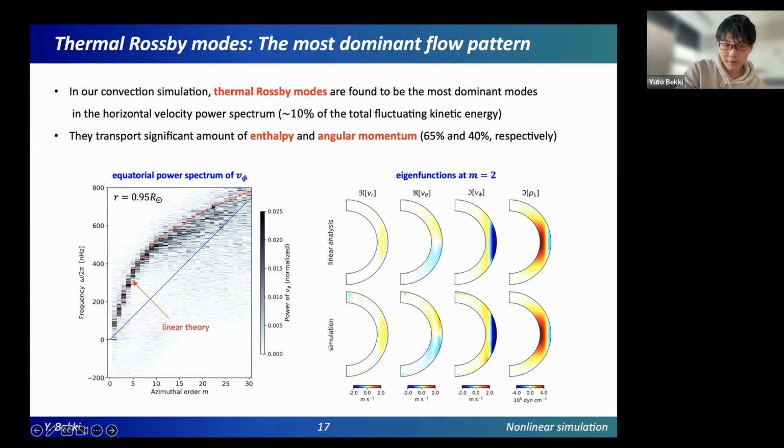And we also found that these thermal Rossby modes transport a substantial amount of enthalpy and angular momentum. Their contribution can account for about 65% and 40% of the radially upward enthalpy flux and the latitudinal, the equatorward angular momentum flux when summed over all azimuthal orders.